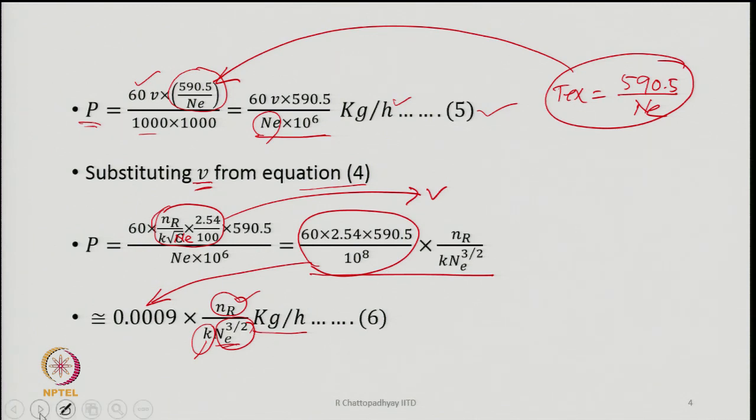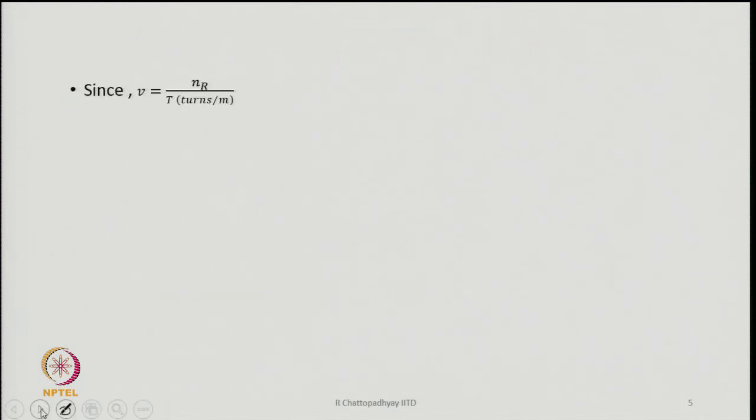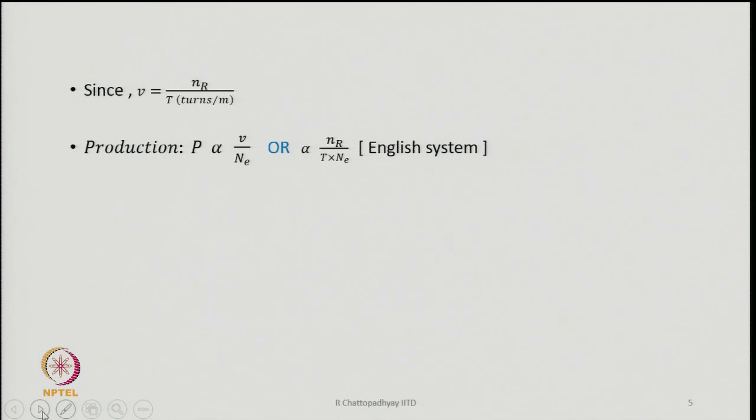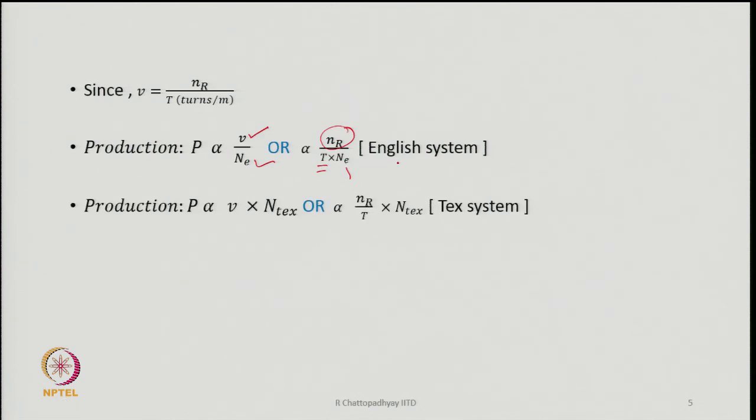So, therefore, we can say that the production rate is proportional to V and inversely proportional to the yarn count expressed in NE, or it is proportional to NR, the rotor speed, divided by twist into NE. That is, inversely proportional to twist and inversely proportional to the English count. So, you can say this is so when the count is expressed in English system.